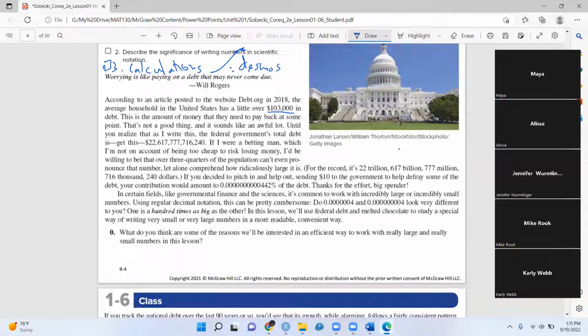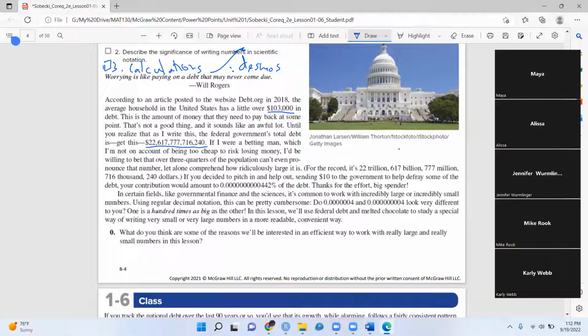The federal government's total debt is this number. Could we read that? Let's see. We have hundreds, hundred thousands, hundred millions, hundred billions, trillion. So our author didn't tell us when he wrote this textbook, but it's between 2018 and 2022. I think it might have been 2020 when he revised it. So that's $22 trillion, $617 billion, $777 million, $240 thousand. That number, I screwed it up. That's a ton of money. It's actually terrifying if you think about it.